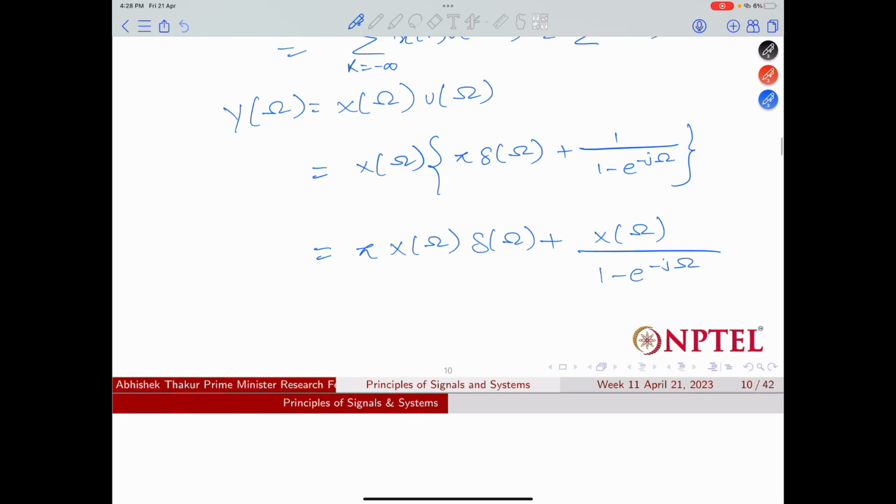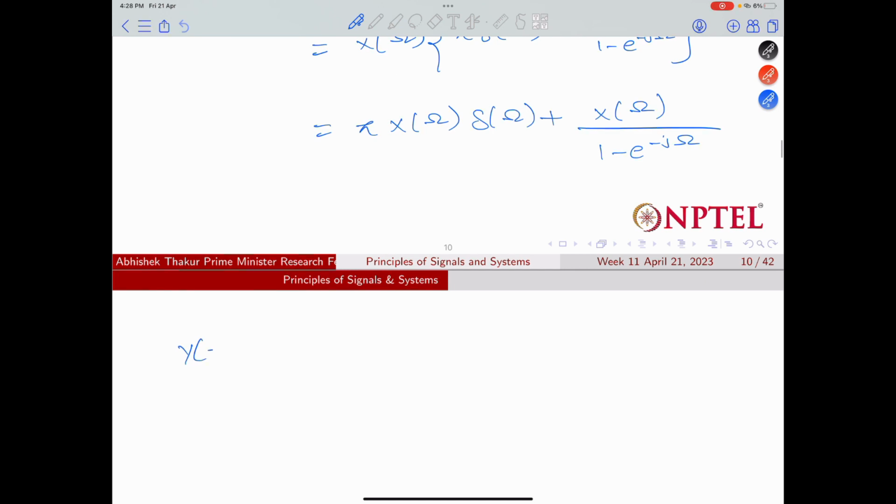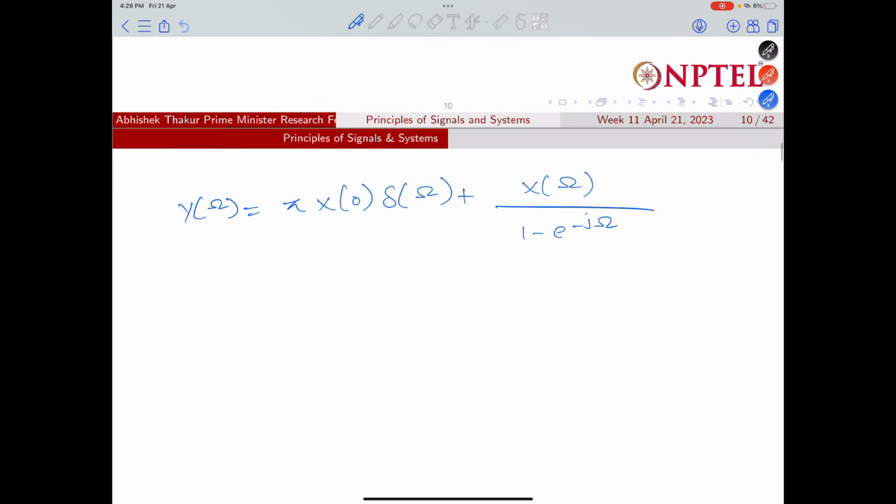Okay, so now our Y of omega is equal to pi, and if omega is equal to 0, then that term is valid, so it will become X of 0 del of omega plus X of omega divided by 1 minus e to the power of minus j omega. So basically that is the DTFT of the accumulator. We will take some other example also.